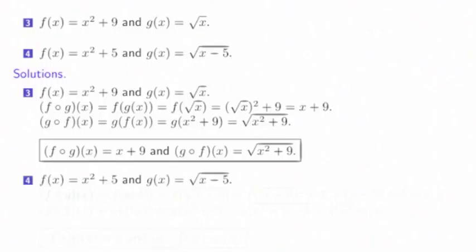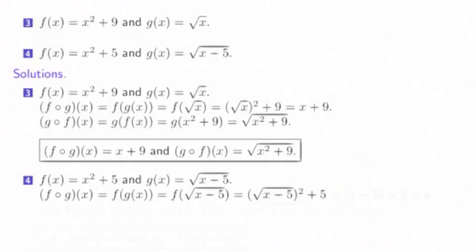In problem 4, f composed with g of x is f of g of x, which is f of the square root of x minus 5, which is the square root of x minus 5 all squared plus 5. Let's do the algebra. When you square the square root of x minus 5, you get x minus 5. Add 5 to that and just get x. So f composed with g of x is x.